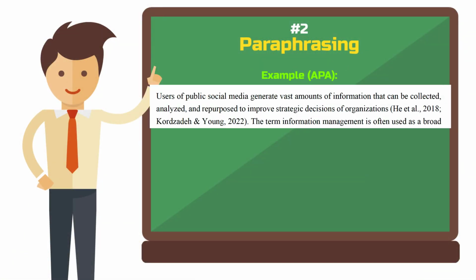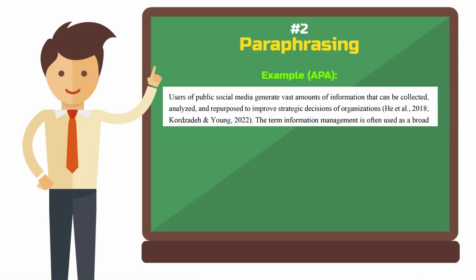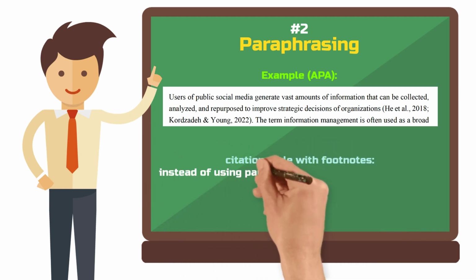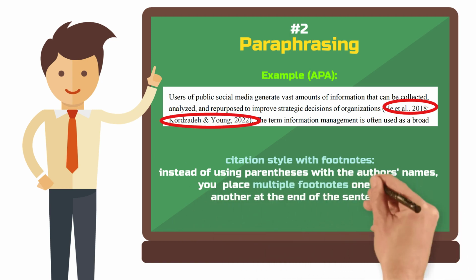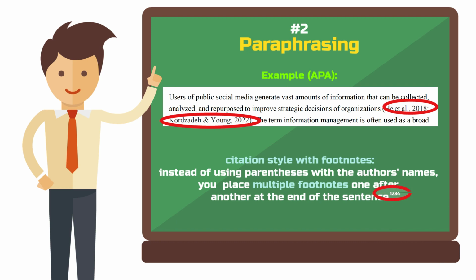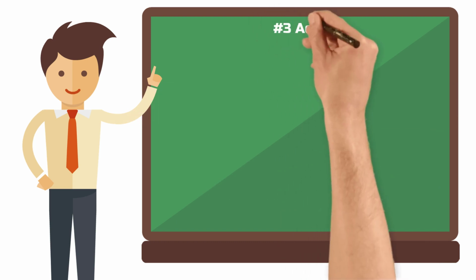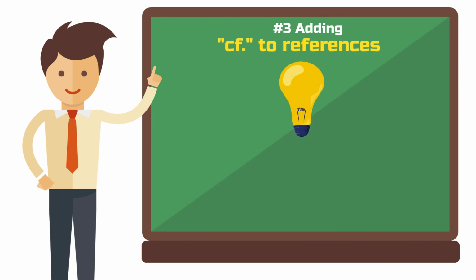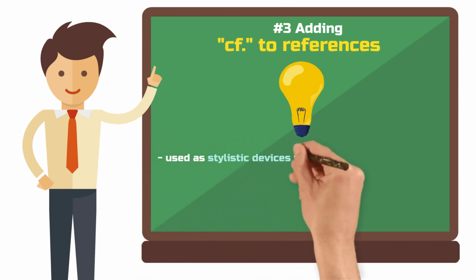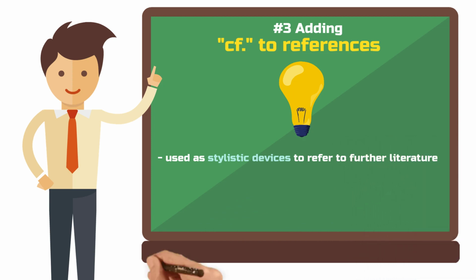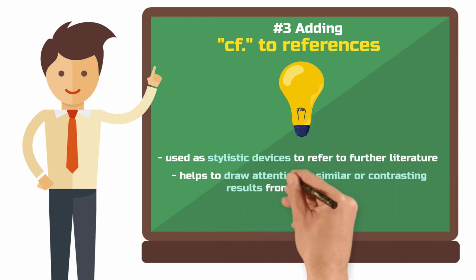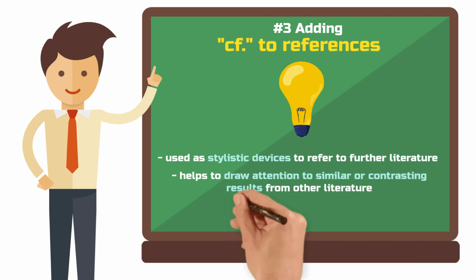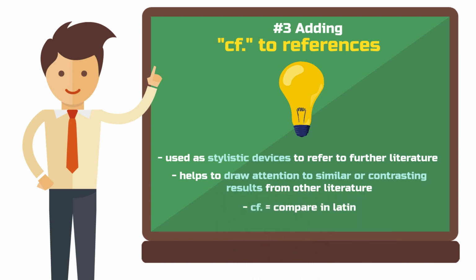Here's an example of an indirect quote. If you're using a citation style with footnotes, instead of using parentheses with the author's names, you simply place multiple footnotes one after another at the end of the sentence. Sometimes references are used as stylistic devices to refer to further literature or similar ideas. Such a reference makes sense when you want to draw attention to a similar or contrasting result from other literature. In the reference, you simply include CF, which is short for compare in Latin.